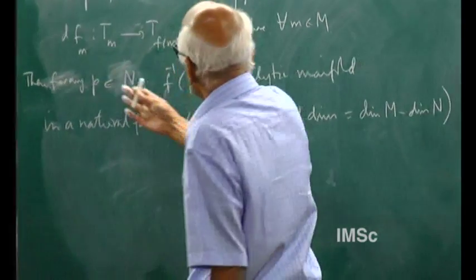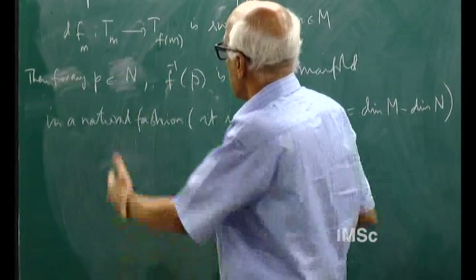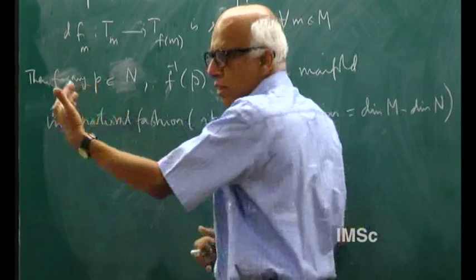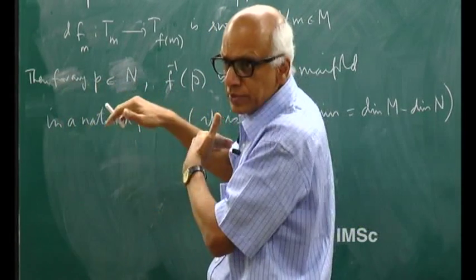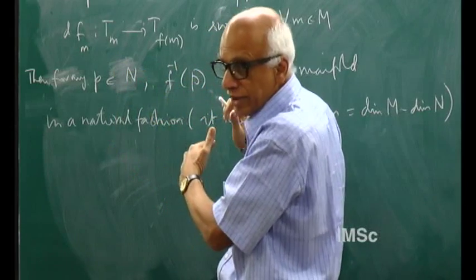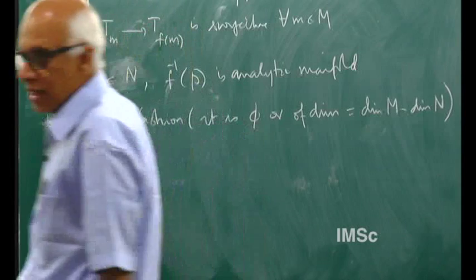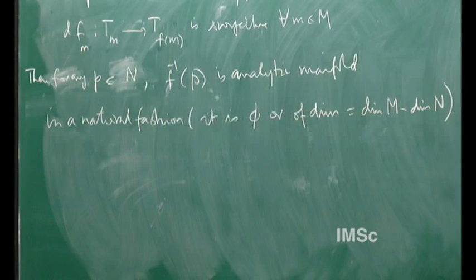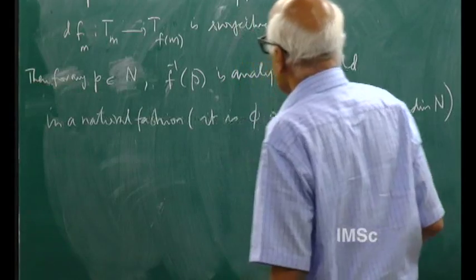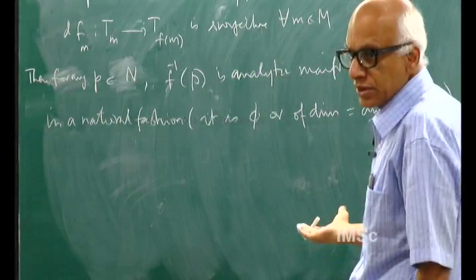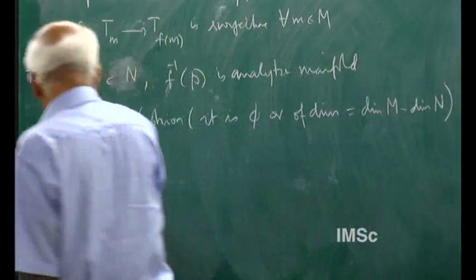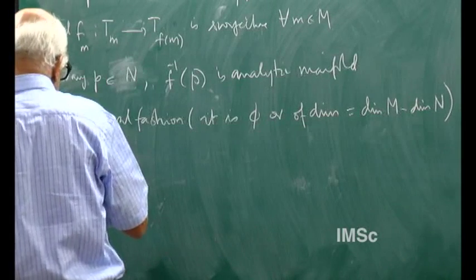So notice here that of course it can be empty, because all of M may get into some small portion of N. That can happen. So it's either empty or of dimension equal to that. The empty set is usually given minus infinity as its dimension, which is why. Okay, this is the simple reformulation of the implicit function theorem. There's nothing more. In fact, the theorem tells you more.